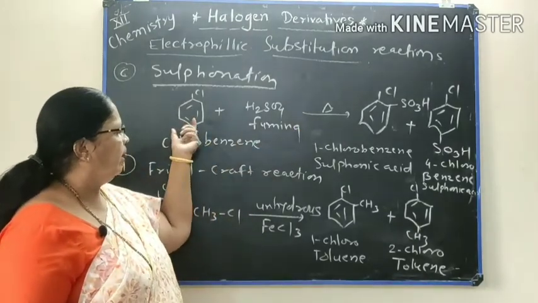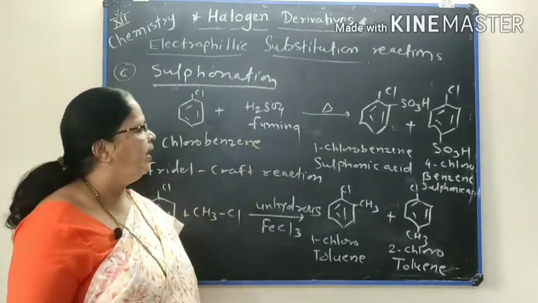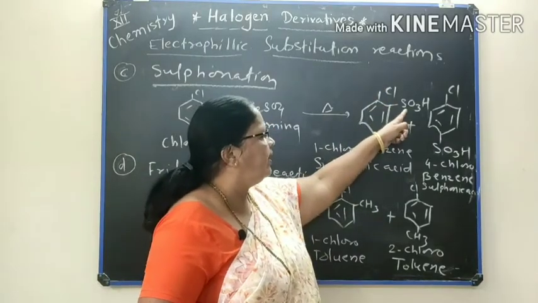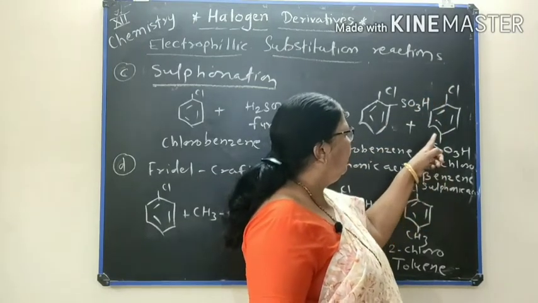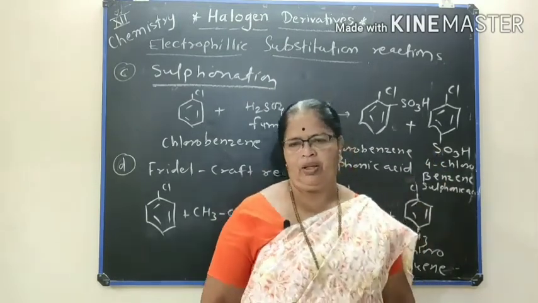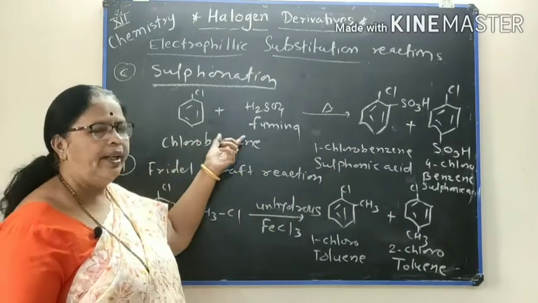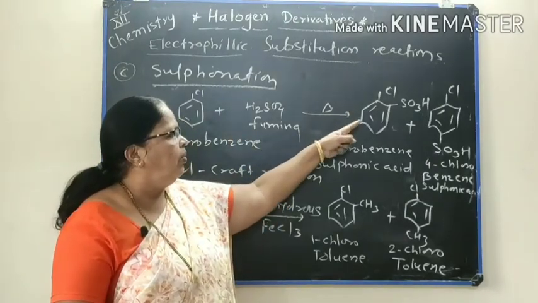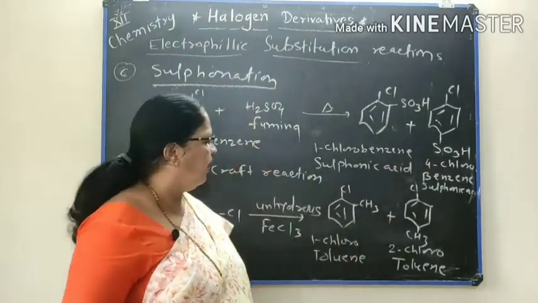Sulfonation means addition of SO3H group in halogen compound. Suppose chlorobenzene is treated with fuming sulfuric acid. After heating, it gives the two products, 1-chlorobenzene sulfonic acid and 4-chlorobenzene sulfonic acid. Here the 4-chlorobenzene sulfonic acid is the major product.